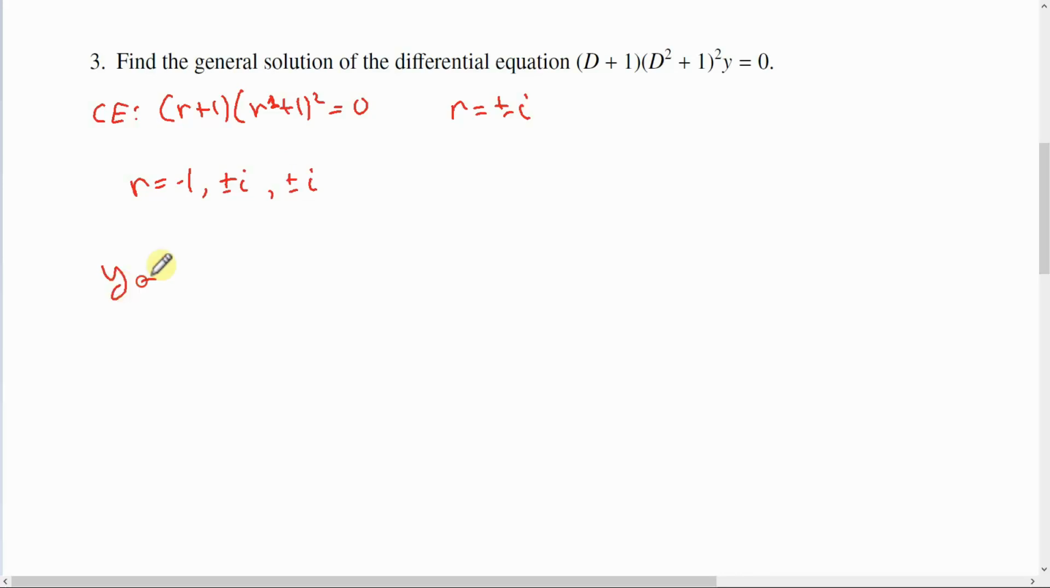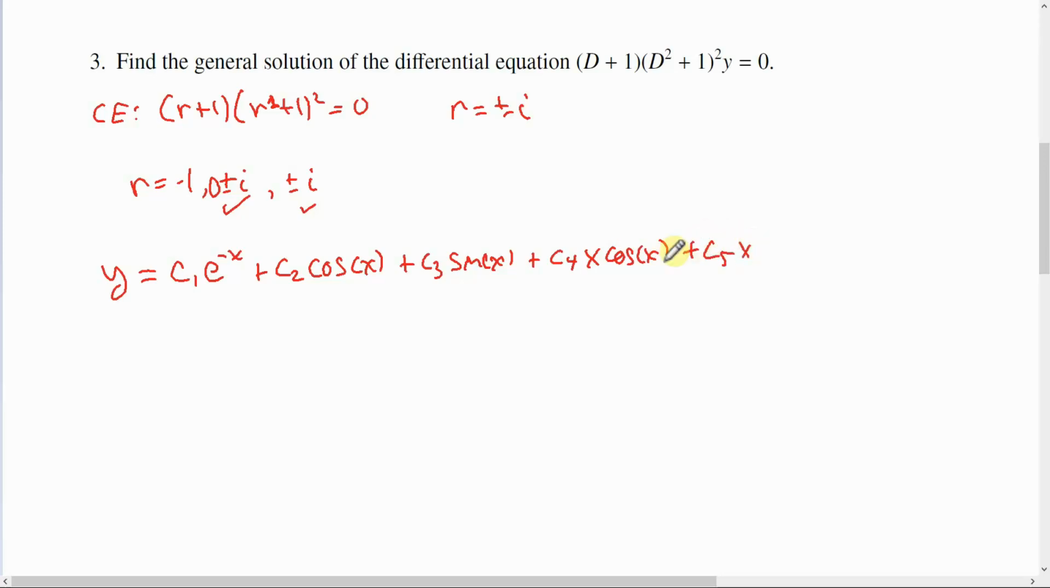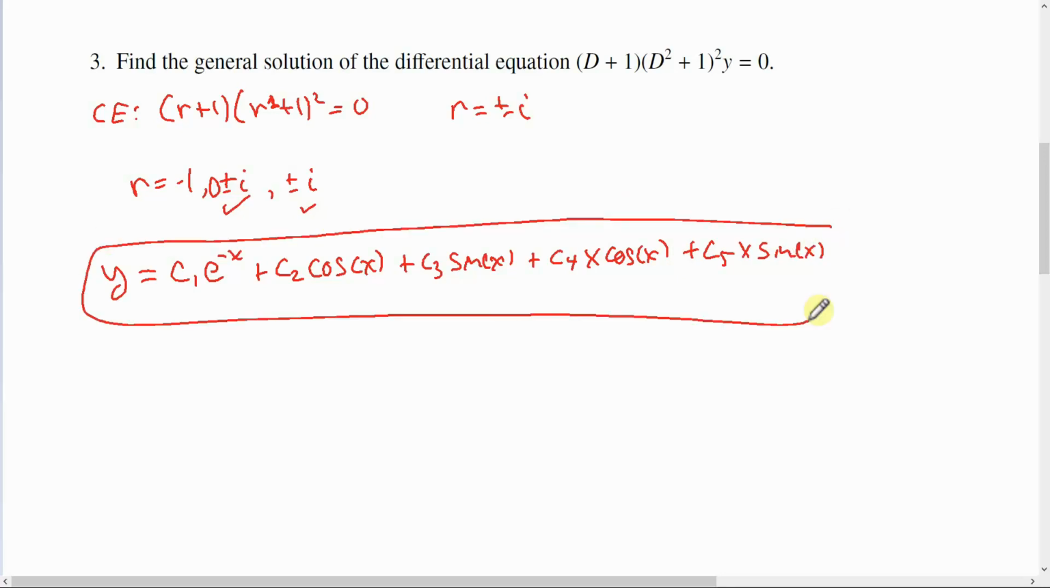So this time, I get c1 e^(-1x), and then c2 e^0 cosine 1x, and then c3 e^0 sine 1x. That takes care of that one, but then it's repeated. So to repeat it, I get c4 x e^0 cosine 1x, and I get c5 x e^0 sine 1x. And so that would be the general solution in that case.